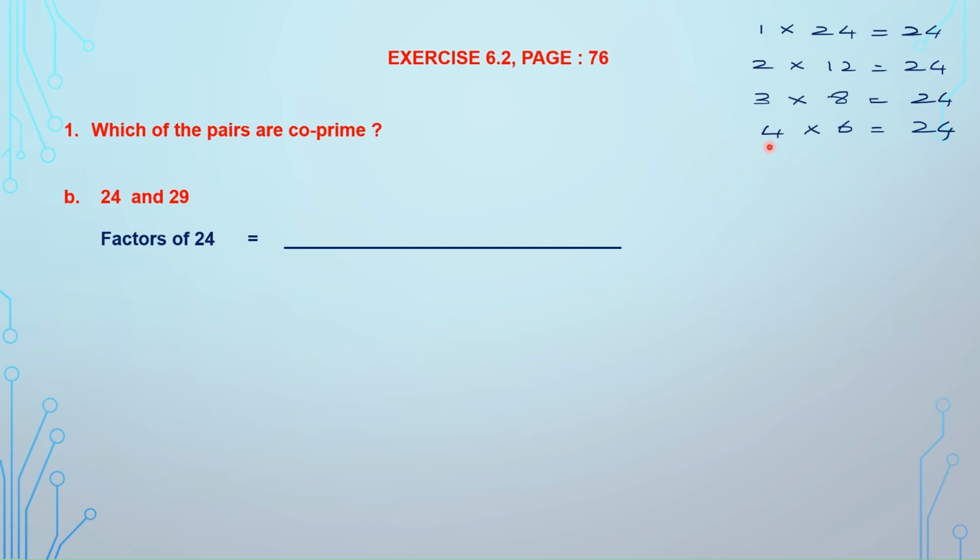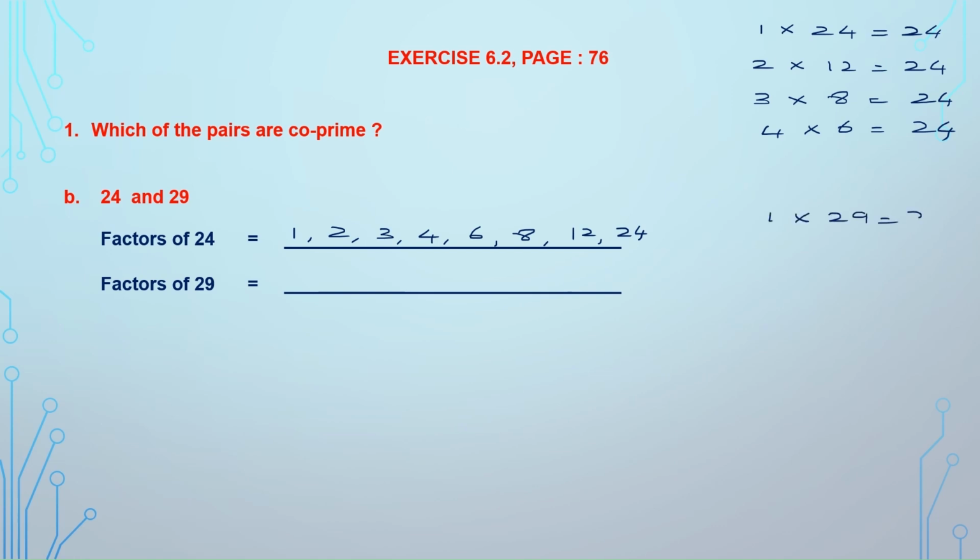So these are all the factors of 24. Let's write it down. 1, 2, 3, 4, 6, 8, 12 and 24 are the factors of 24. Now we must write the factors of 29. The factors of 29. Now 1 into 29 is 29. Will any other number give us 29? No other number will give us 29. So what are the factors? 1 and 29. So let's write 1 and 29.